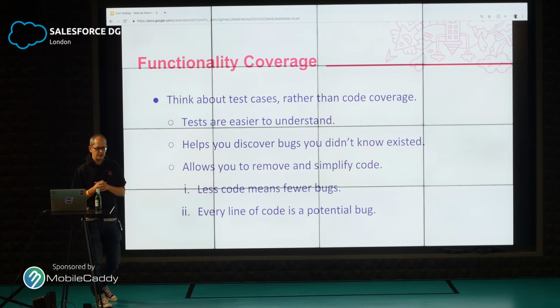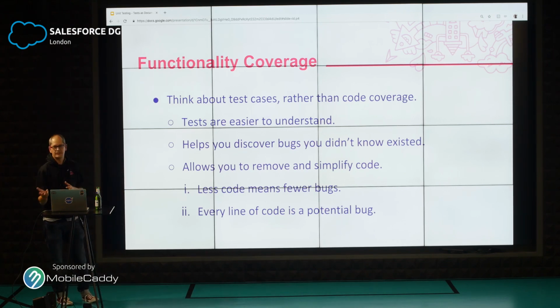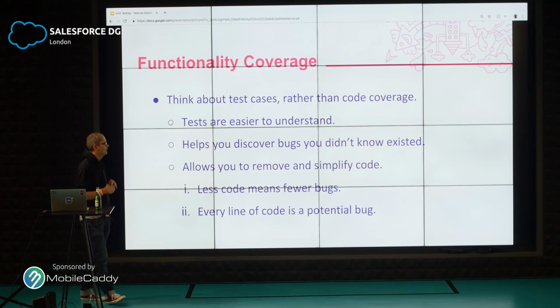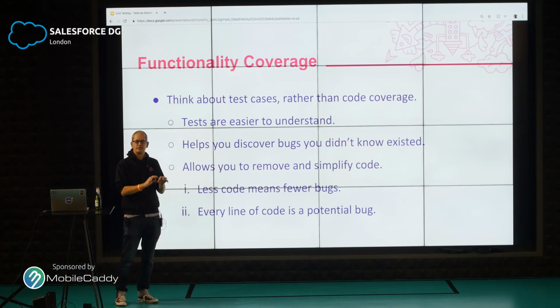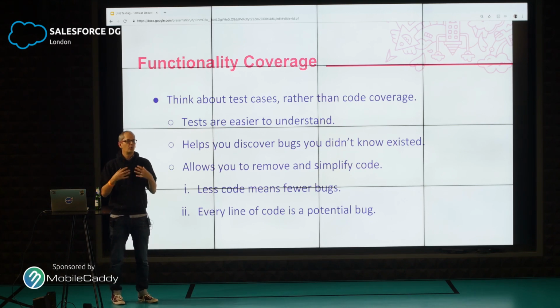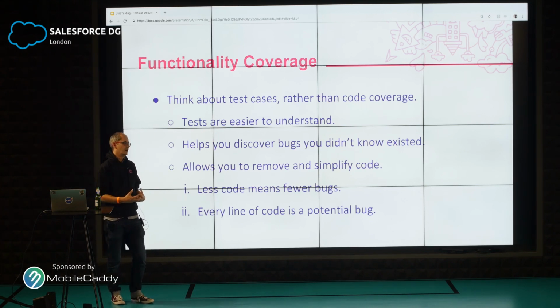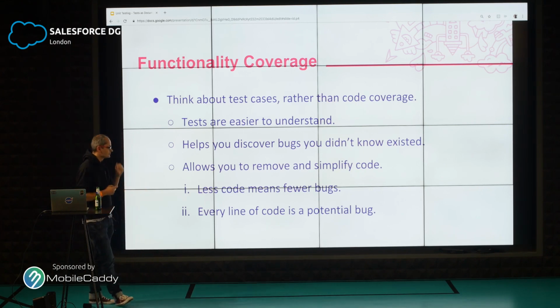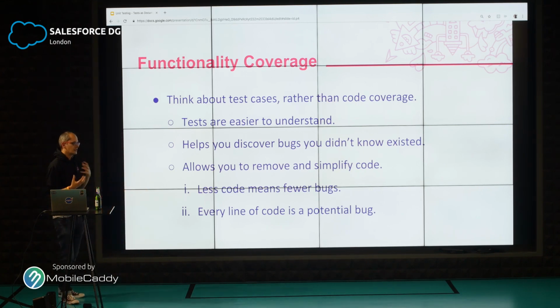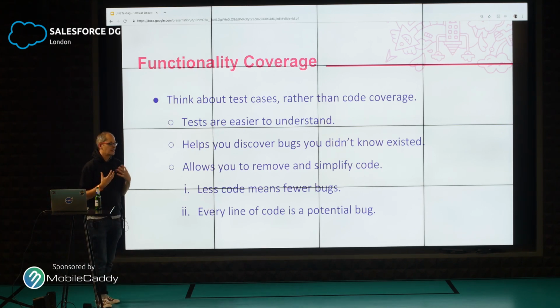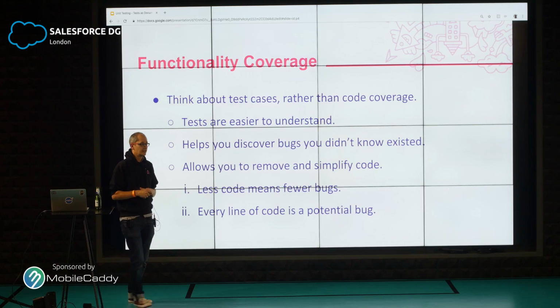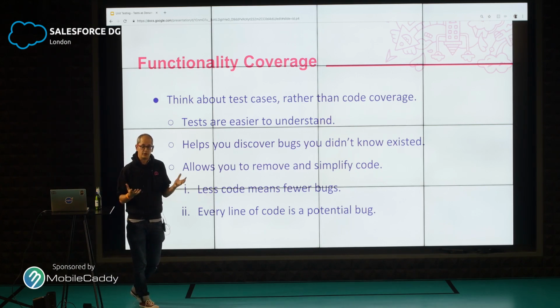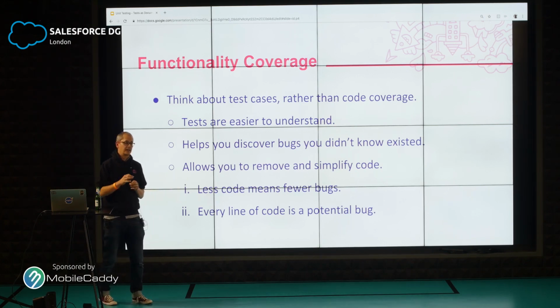Things that are big red flags for me are testing private methods using test visible, for example. We don't want to test what a piece of code does, but rather what we expect it to do when we put it in certain situations. And when we start to think about tests in that way, I find that the test cases that I produce are much easier to understand, especially for people who are not necessarily that tech savvy.